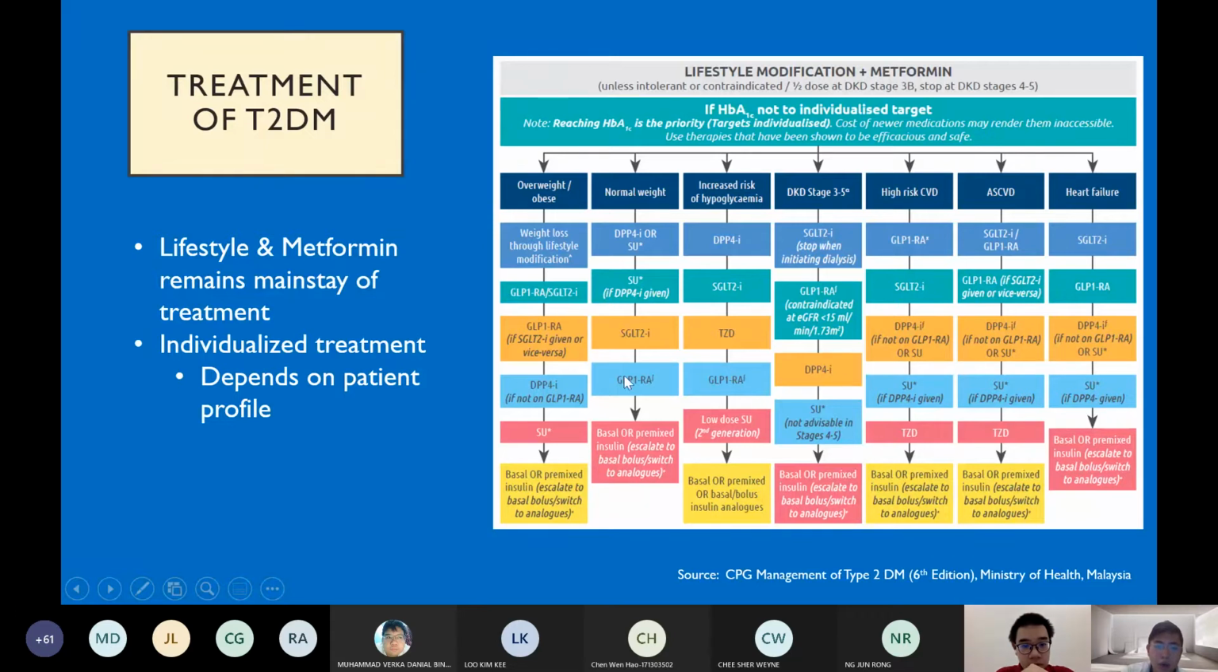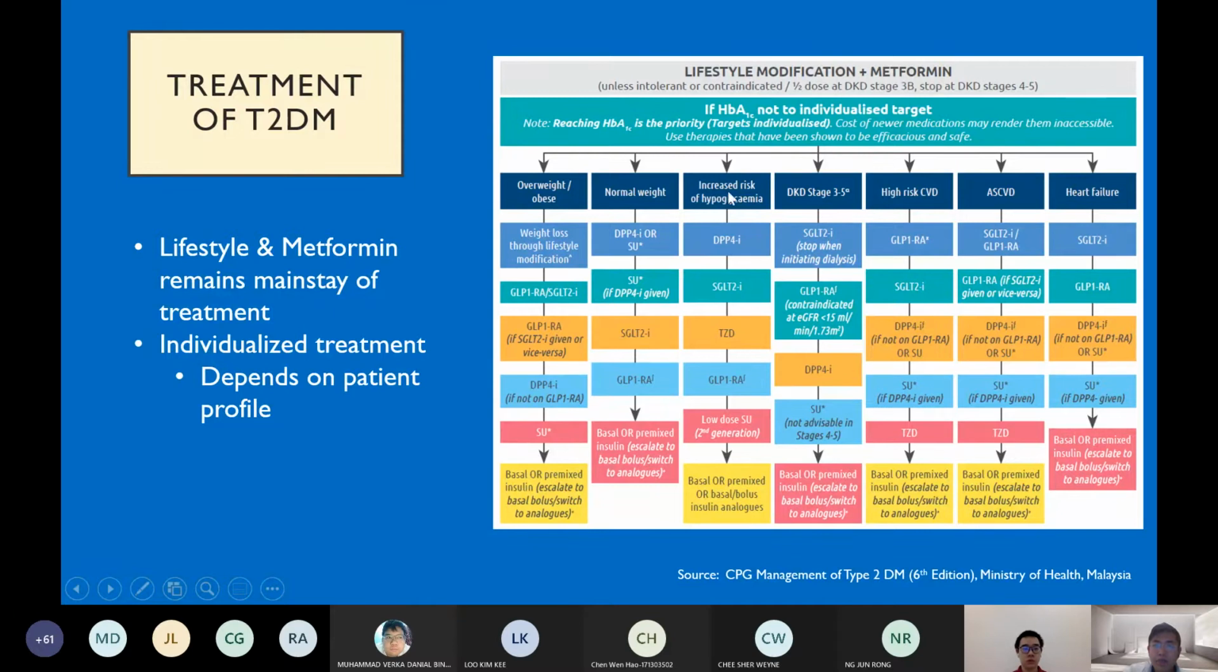So amongst patients who are obese or overweight, generally we will prioritize them with a GLP-1 receptor agonist, or your SGLT2, sodium glucose cotransporter inhibitor, SGLT2 inhibitors such as your empagliflozin, dapagliflozin, and all this, they have been clinically proven to actually induce weight loss and improve diabetes control.